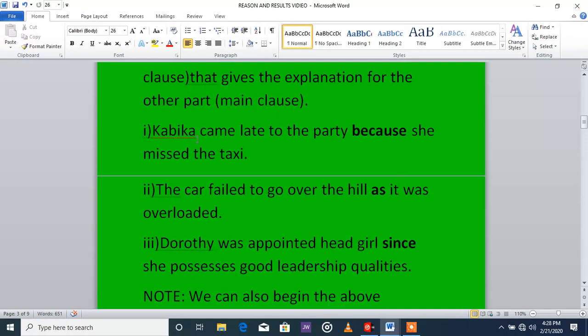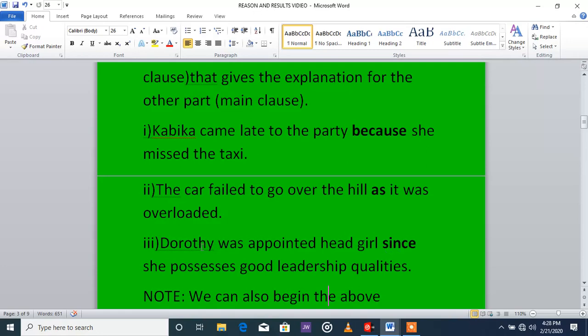Even with Kavika, we can say Kavika came late to the party and replace because with the word since she missed the taxi, or as she missed the taxi. Then let's look at example number 3. Dorothy was appointed head girl since she possesses good leadership qualities. When you look at the word since, it has been used to join the two parts, the subordinate and the main clause, or the reason and the result.